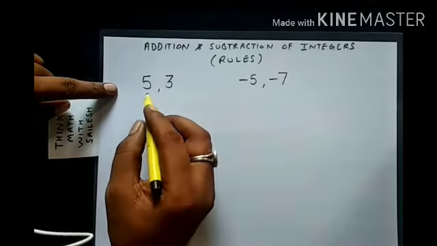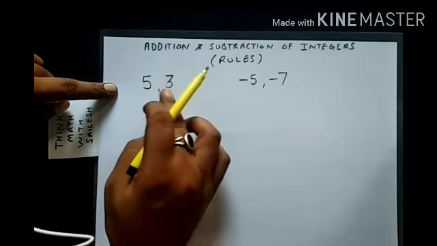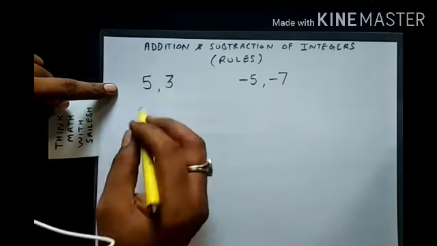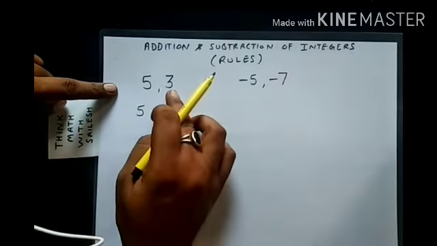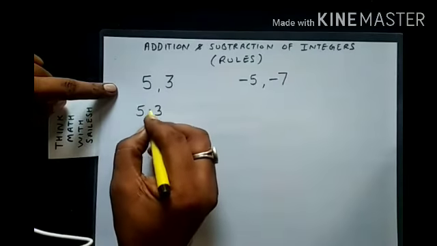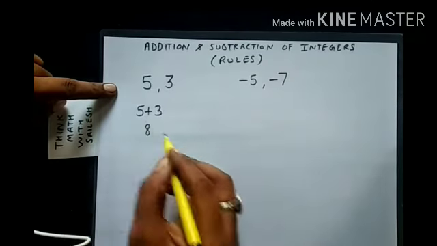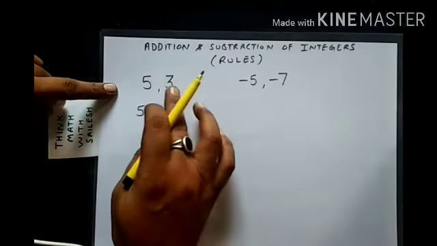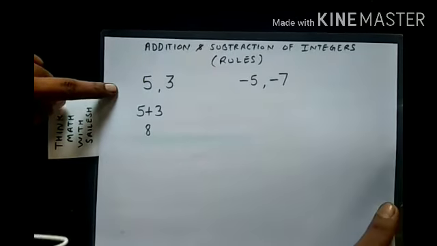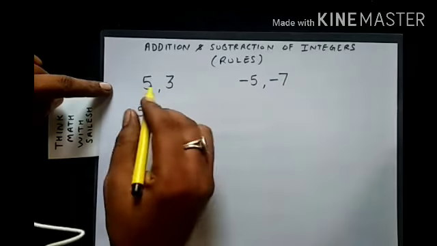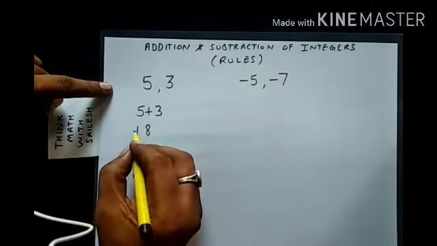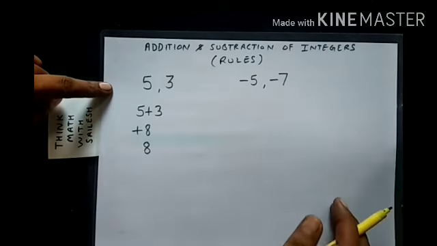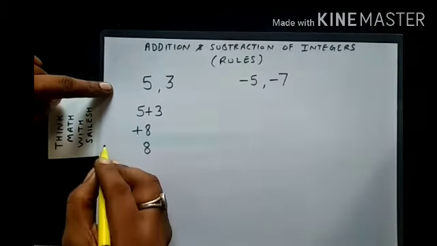So firstly I will see the absolute value of both integers. The absolute value of 5 is 5 and the absolute value of 3 is 3. I will add, the answer is 8. What is the common sign of these two integers? The positive sign. Both of these are positive integers, therefore I will write the positive sign with this. We can skip the positive sign, therefore the answer for 5 plus 3 is equal to 8.